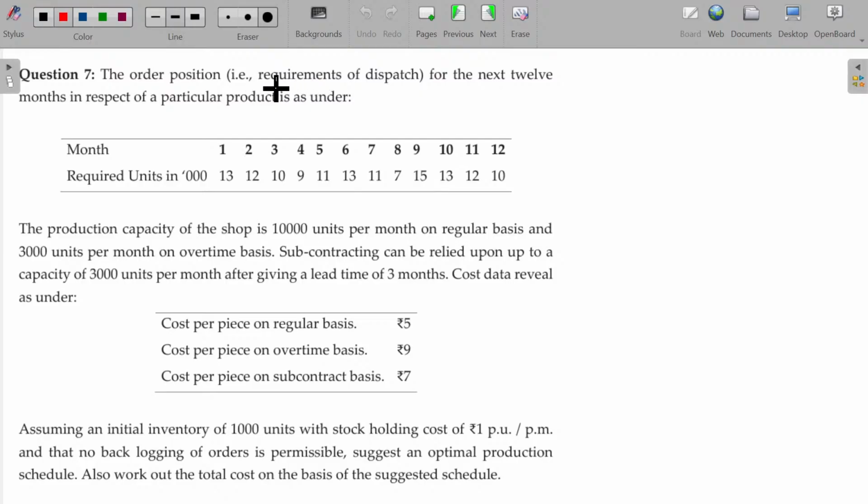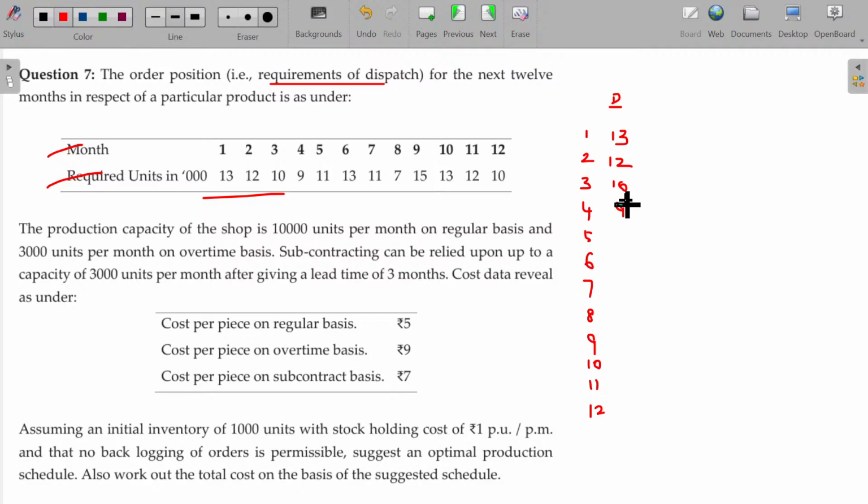The order position, that is requirement of dispatch for the next 12 month details. Requirement is in units, in thousands. Okay, month 1, 2, 3, 4, 5, 6, 7, 8, 9, 10, 11, 12, 12 months. And requirement, demand being 13,000, 12,000, 10,000, 9,000, 11, 13,000, 11,000, 7,000, 5,000, sorry, 15,000, 13,000, 12,000, 10,000.